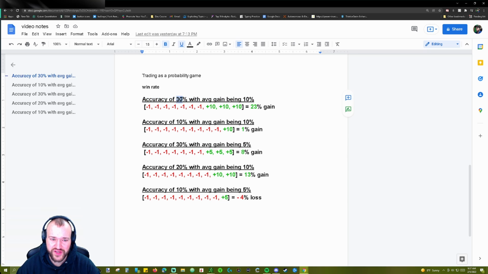If you only have a 30% accuracy, so what if you were flipping that coin and only 30% of the time did it go in your favor, but you gained 10% on average, and your average loss, your stop loss, is set at 1% of your position. Well, then you'd still come out 23% ahead. Simple as that. It really comes down to very simple math when you're talking about managing your capital in these positions.